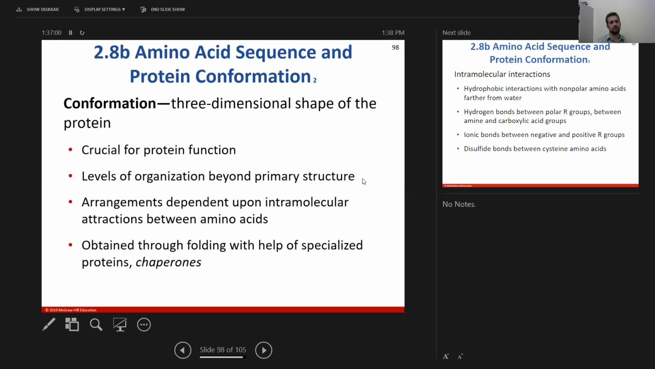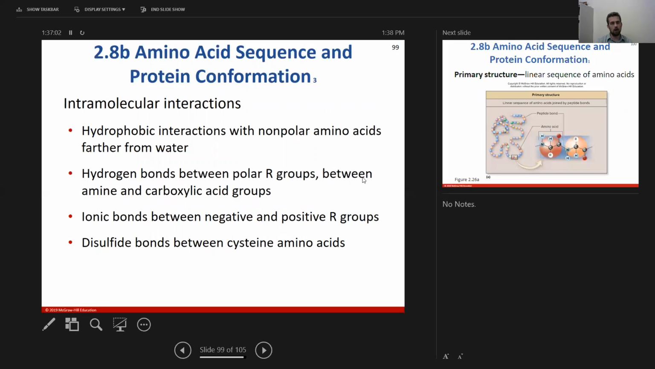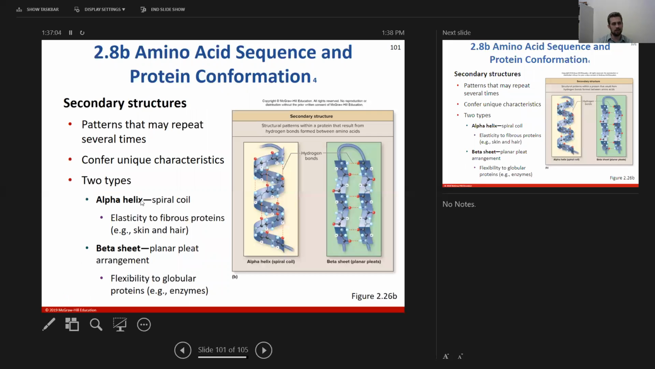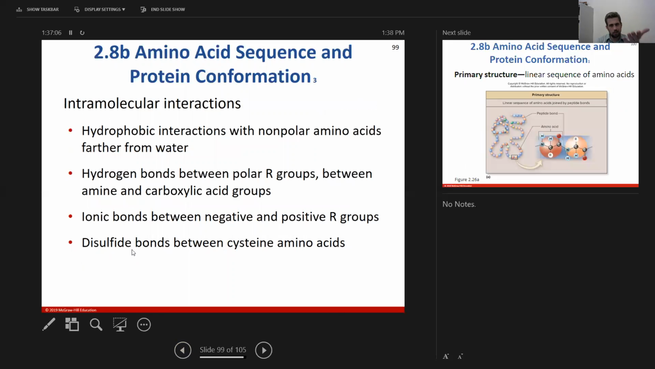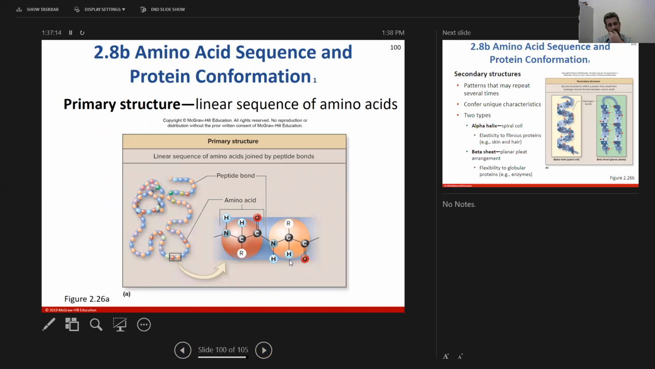Let's talk a little bit about this, all right? Let me explain. So right here, we've got a primary structure. The primary structure of a protein is just going to be the linear chain of amino acids, all right? It's just the sequence of amino acids. Every protein has a primary structure that is the chain of amino acids.